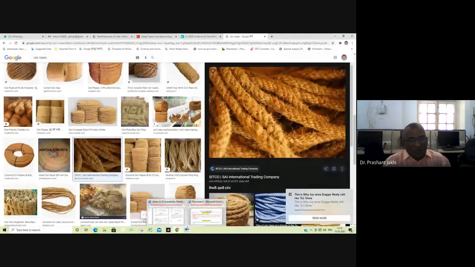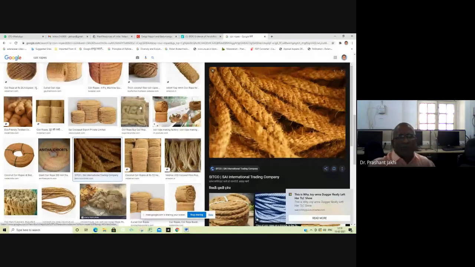So in this way, a variety of different types of papers are used, and basically this paper is produced from fibers which are available from different plants. लेकिन सबसे ज्यादा अगर पेपर किस चीज से मिलता है तो दैट इज फ्रॉम द bamboo.